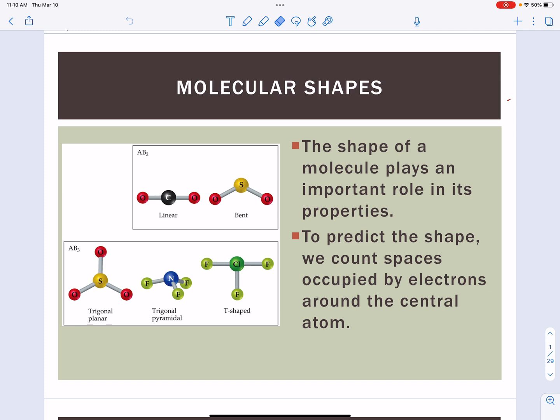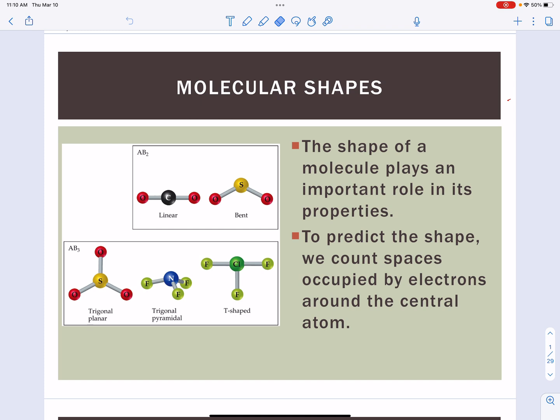Anyway, why are we going to investigate shape? Well, shape is very important for properties like boiling point or freezing point, properties like whether something dissolves or not. Those sorts of things often come down to the shape. And many other things, even reactivity comes down to shape often. So predicting shapes comes down to counting the spaces around the central atom that are occupied by electrons.